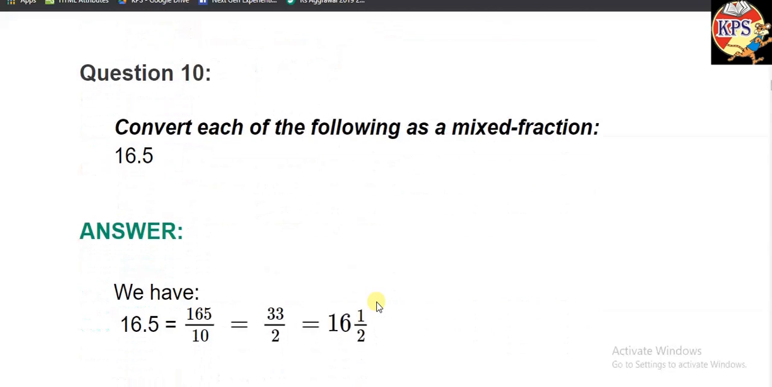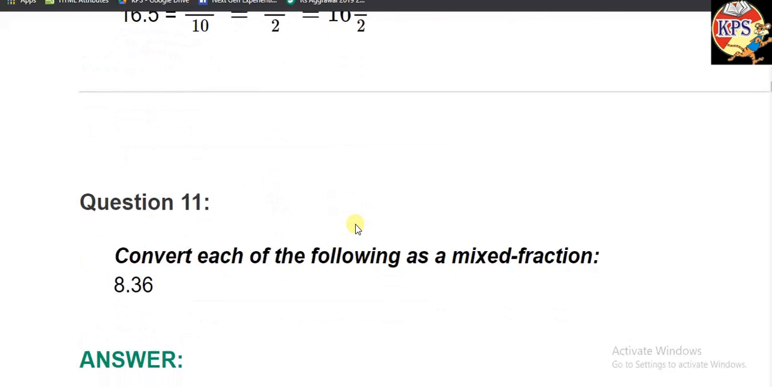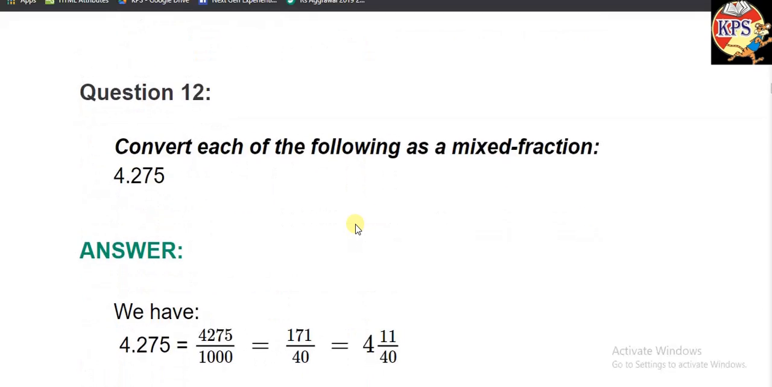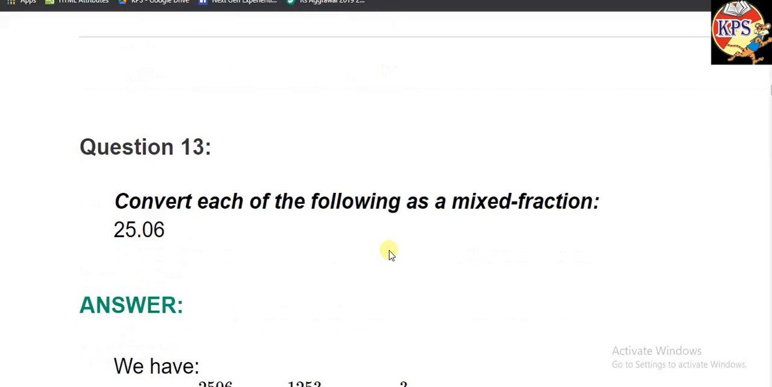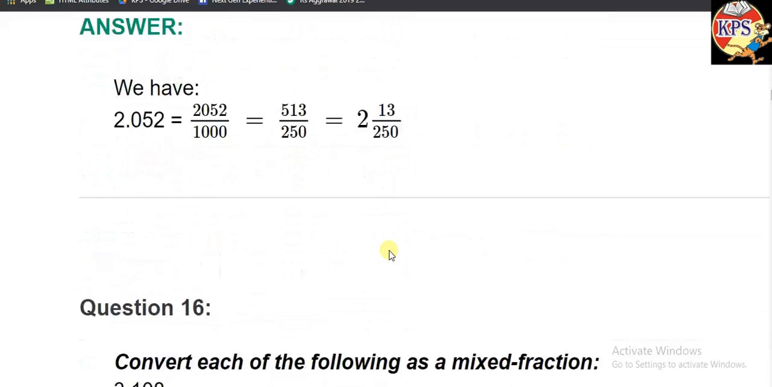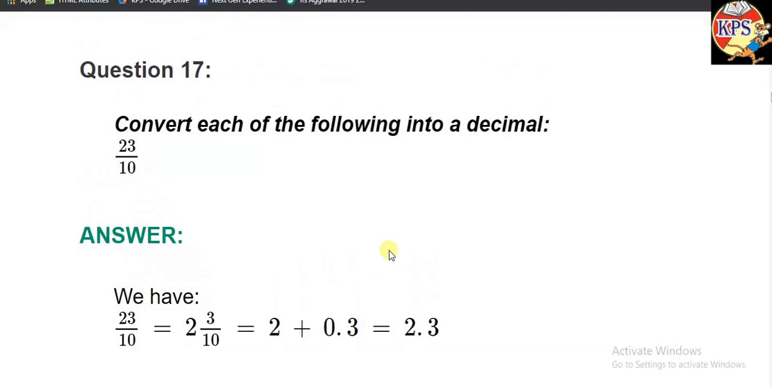So after solving these questions, you can see that in the second question 16.5 is given. The method is the same. First we have to convert it into fraction form, then you have to convert it into simplest form. After dividing, you can convert it into a mixed fraction, because this is an improper fraction. So in all the questions you have to do the same thing. Here you have to convert it into fraction form, then simplest form, then you have to convert it into a mixed fraction.